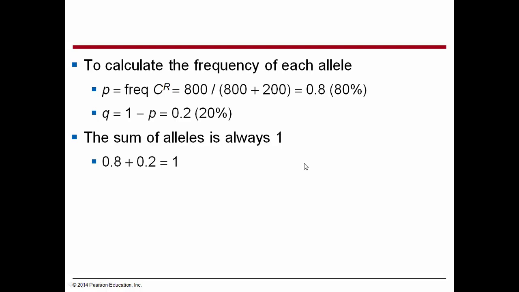To calculate the frequency of each allele, P, the frequency of R, equals 800 divided by 800 plus 200, equals 0.8 or 80%. And the frequency of the white allele is 1 minus P, equals 0.2 or 20%. The sum of the alleles is always 1. 0.8 plus 0.2 equals 1.